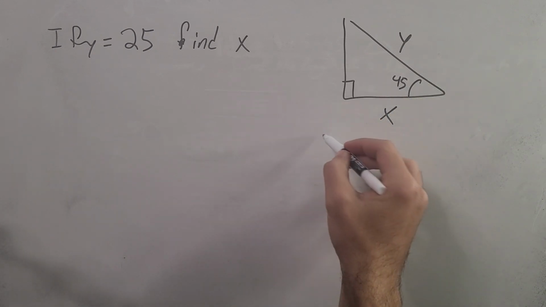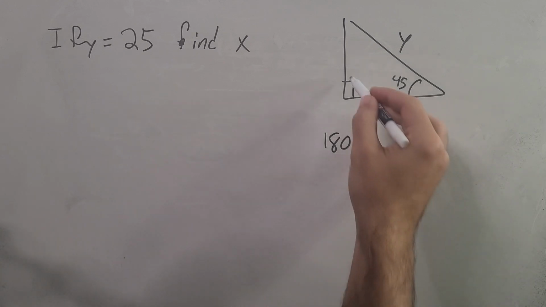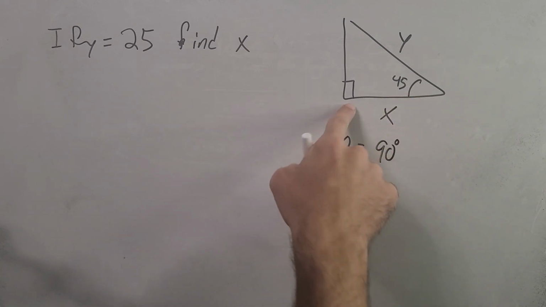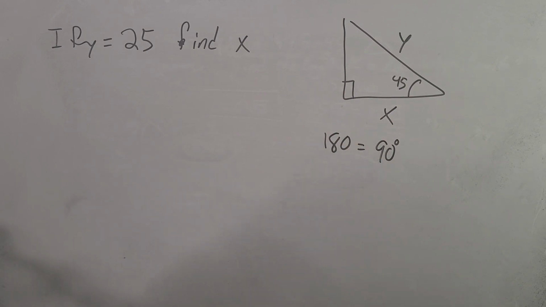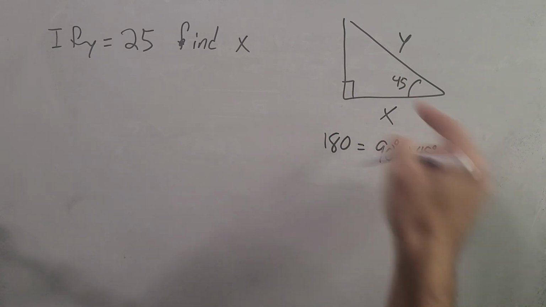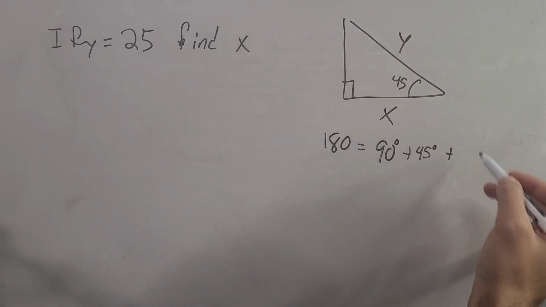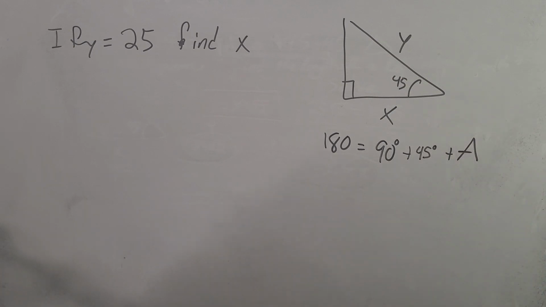Now we know that all the angles of a triangle add up to 180. We have a 90-degree angle. That's that little square. That little square always indicates a right triangle, which means that that's a right angle. We have a 45-degree angle. That's what they told us. They gave us that. And then we have an unknown angle. Let's call that angle A. Let's give it a capital A.